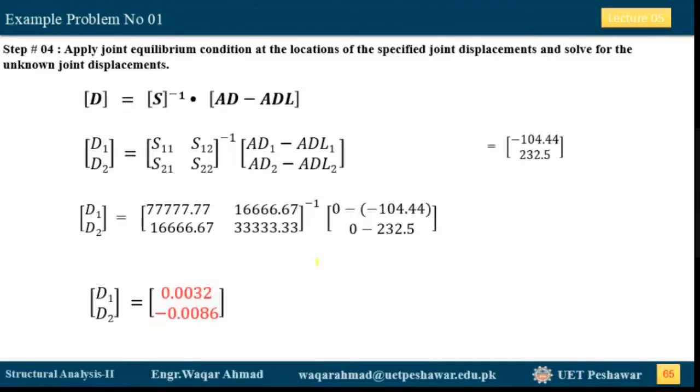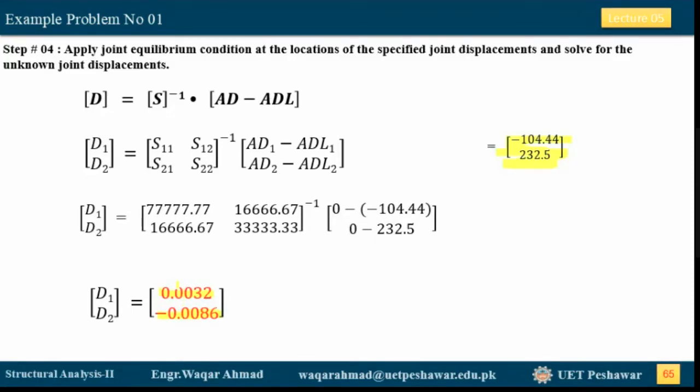So now, what values do we have? This is the stiffness matrix, and there is no EI with this because we have incorporated the value of EI in these values. Also, these zeros are the values of AD1 and AD2, and these are the values of our ADL1 and ADL2. I have shown this ADL matrix here also. The ADL1 value is negative and ADL2 is positive. So this negative and negative will become positive. If you solve these matrices, you get these values as the D1 and D2 values. Now these are our D1 and D2 values.